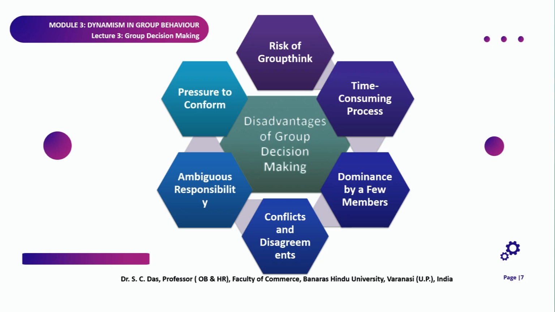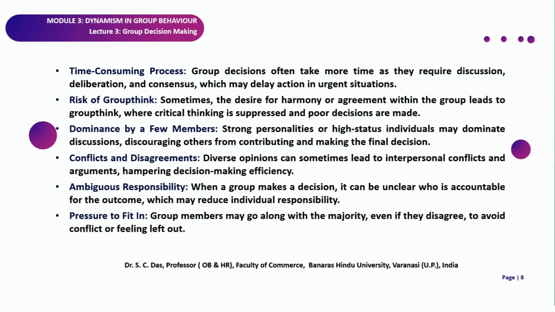But there are also some problems. Now see, there is ambiguous responsibility, as I narrated earlier. Group decision making is a time-consuming process. It's not easy to make all kinds of decisions within a specific period of time. It needs huge time in some cases.